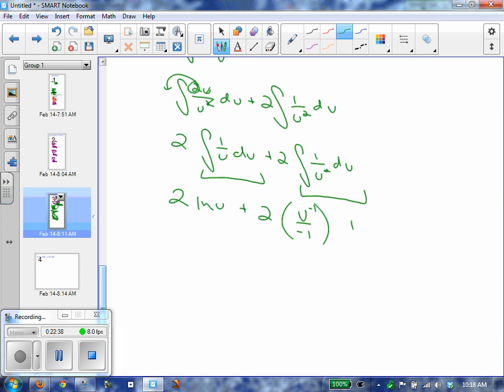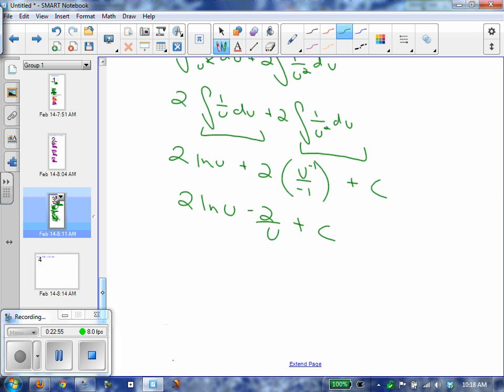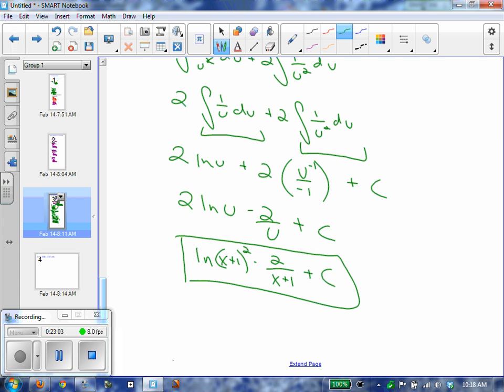Plus c, and then we got to do some fix. So 2 natural log of u plus, it's actually going to be minus 2 over u, plus c. And then we can put the u back in, which was x plus 1. So this will be 2 natural log of x plus 1 minus 2 over x plus 1 plus c. Where'd this come from? From the 2 that came up.